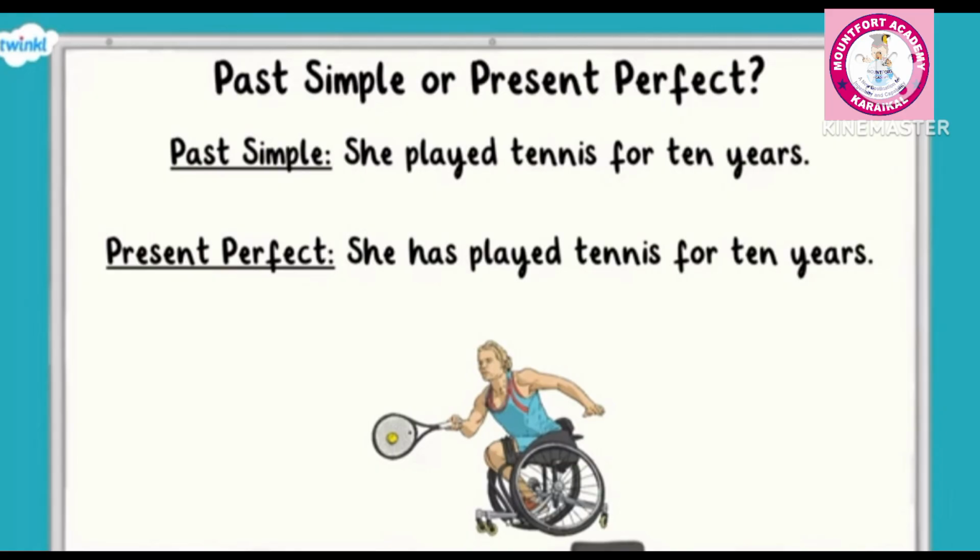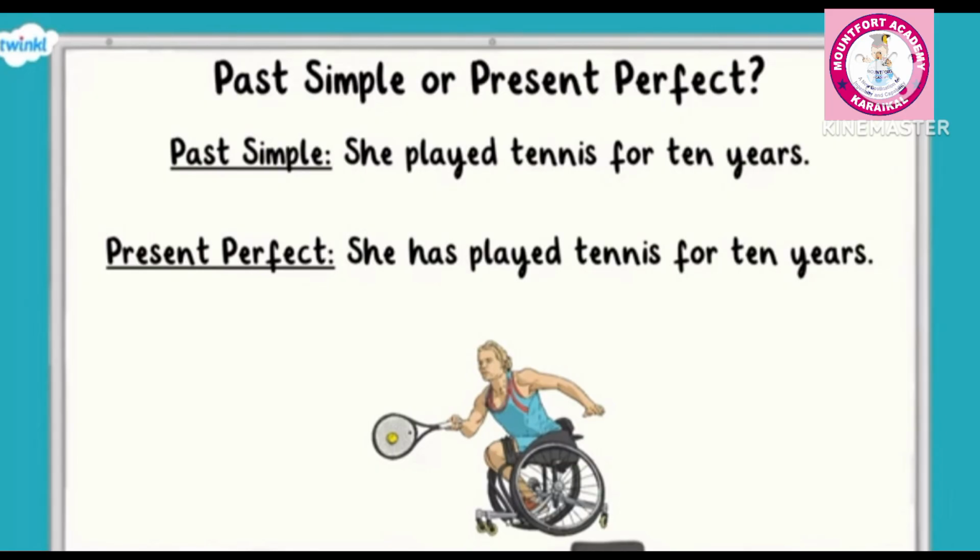Take a look at these two sentences. She played tennis for 10 years. This sentence is written in the simple past tense. Look at the second sentence. She has played tennis for 10 years. This sentence is written in the present perfect tense. Do you notice the difference between these two sentences?